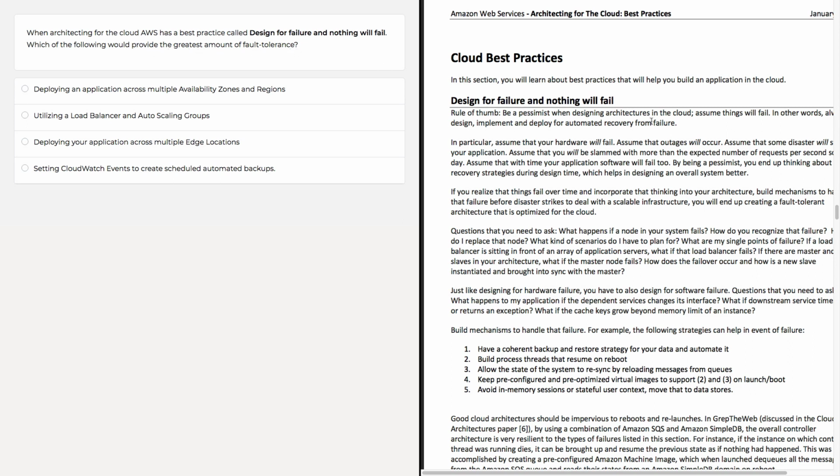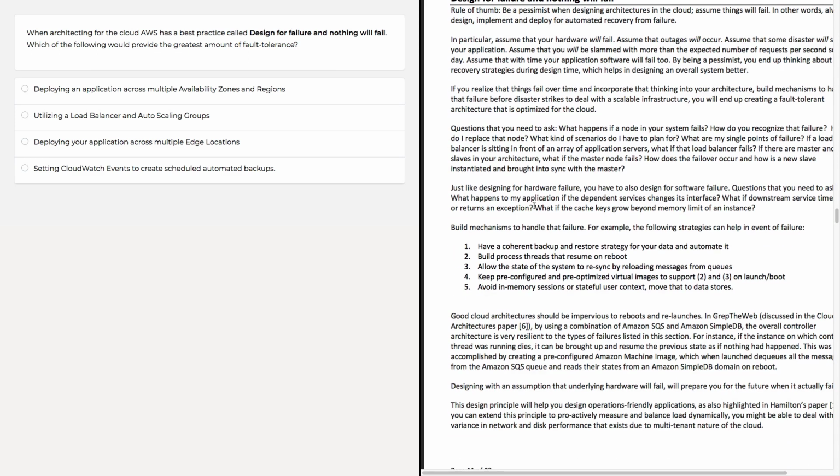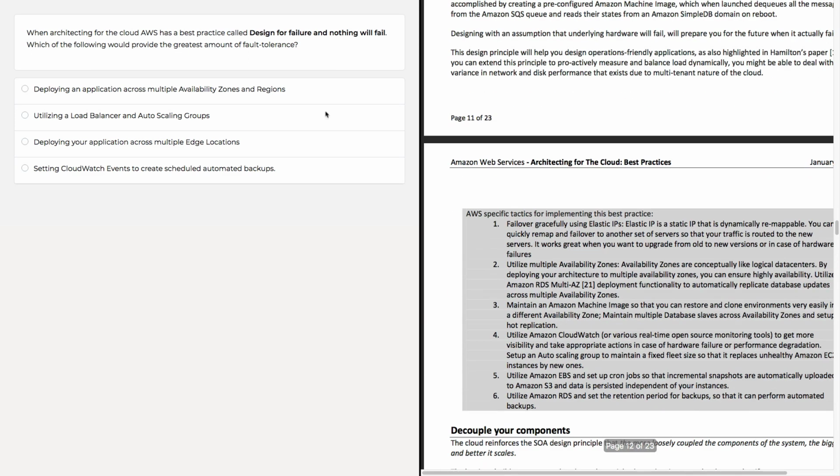So this question is designed around this section of the architecting for the cloud best practices, and you can read through this and this will help you figure out the correct answer. But when you see the word failure, you should immediately be thinking about fault tolerance, which I do make an additional call out to help you think about it, and failovers, okay?